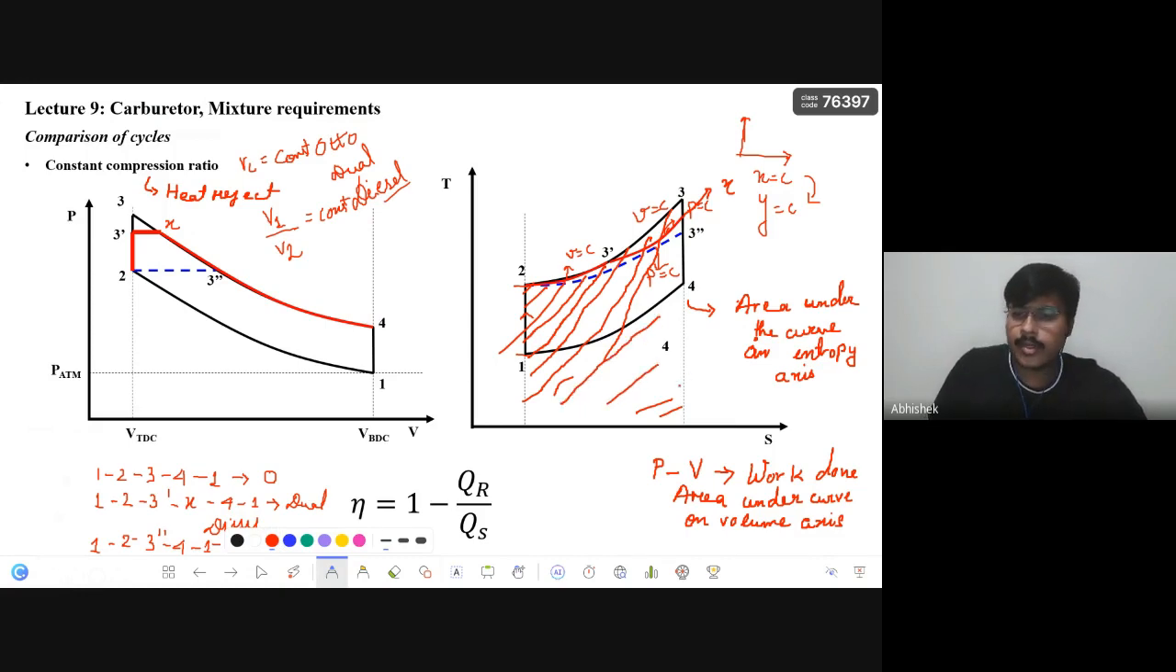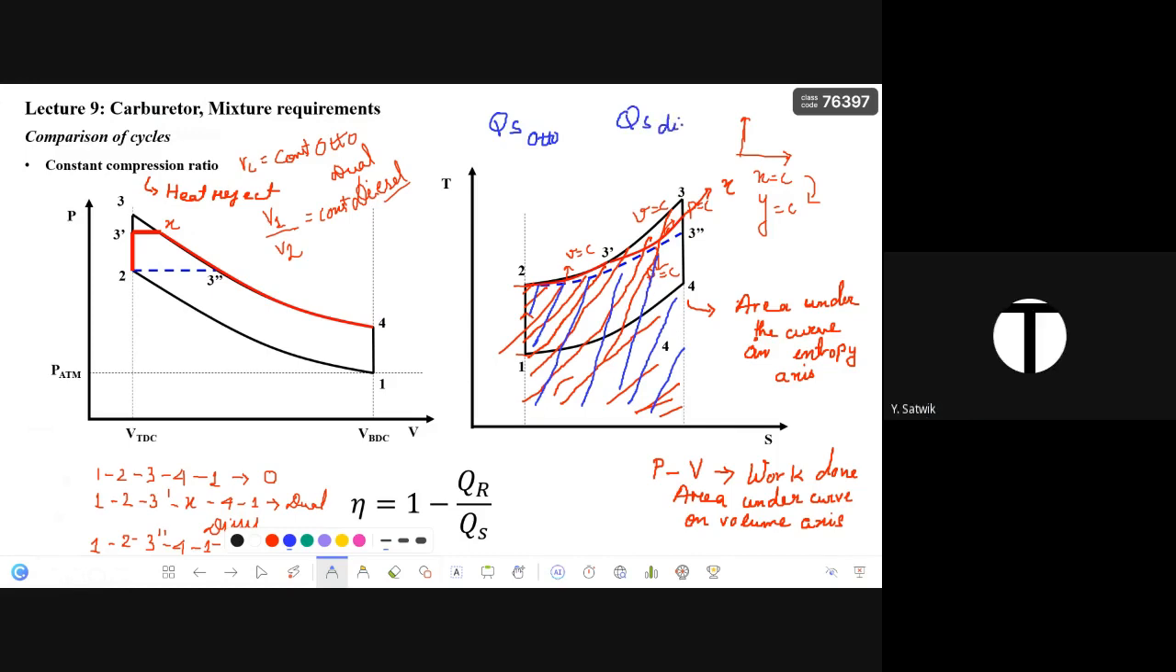So this is the area under the curve for the Otto cycle. But when it comes to the diesel cycle, the area under the curve is from here. Okay, so everyone understood that Q supplied is the area under the curve on the entropy axis. Whose Q supplied is more, Otto cycle or diesel cycle? Tell me. Otto cycle, sir.